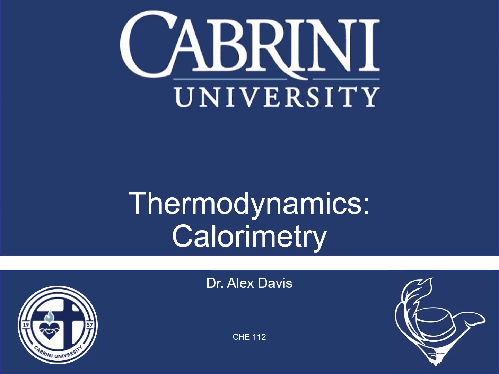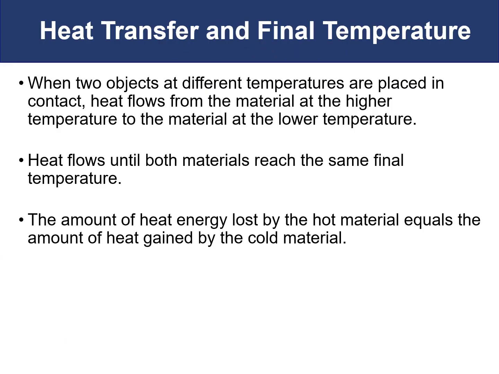In this video, we will discuss calorimetry, which is a way of studying heat transfer between objects. So if we have two objects that are at different temperatures and we place them in contact with each other, the thermal energy from the hotter object will flow from the hotter object to the colder object. So heat always flows from the high temperature object to the lower temperature object.